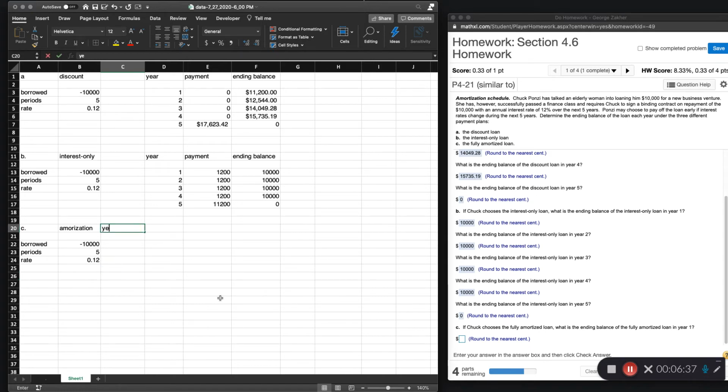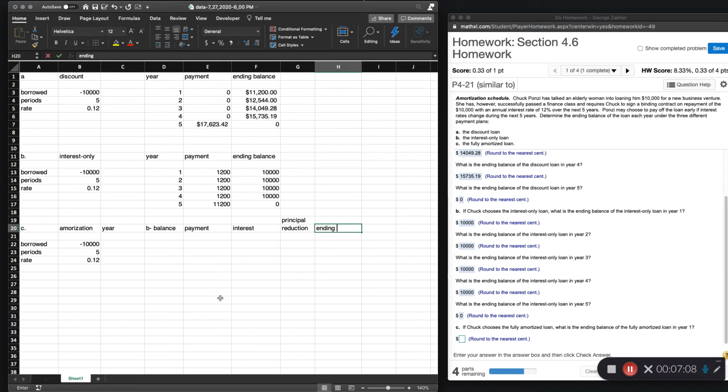So let's take a look at what we need to figure out: our beginning balance, our payment, our interest. We also want to know the principal reduction, so how much are we paying off each year in terms of our principal, and that will help us get our ending balance. So first thing we can figure out is our payment.